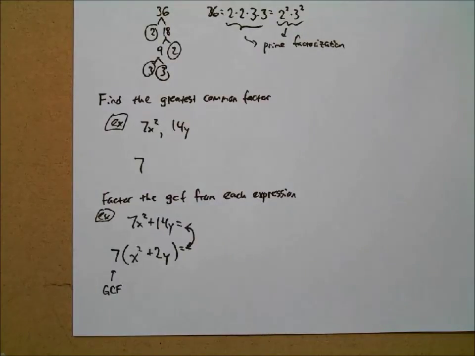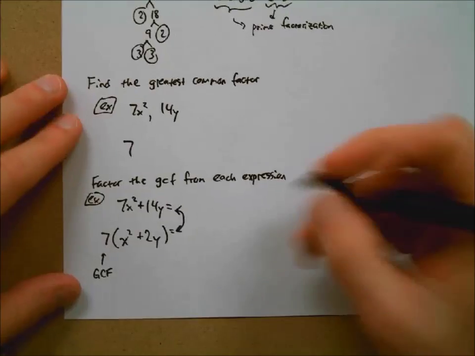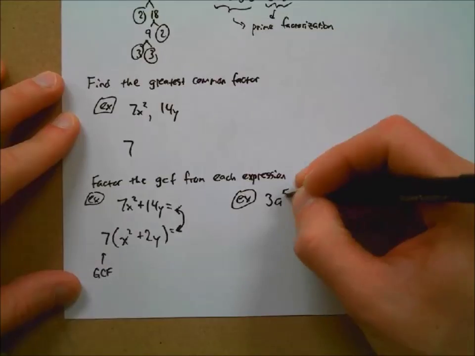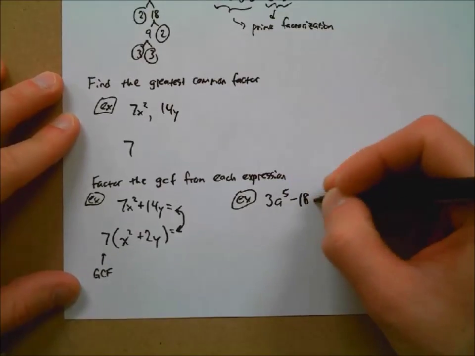And so this is ultimately what we're shooting to do as part of our goal today, factoring out a GCF. All right, if you look at another one here, 3a to the 5th minus 18a to the 4th.